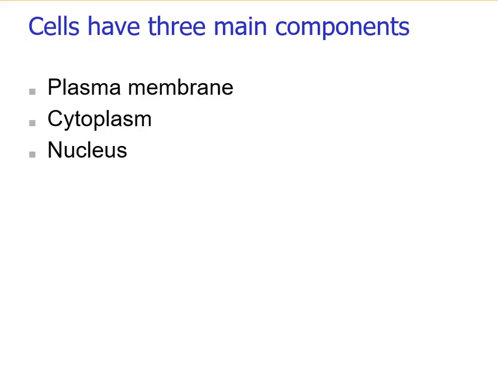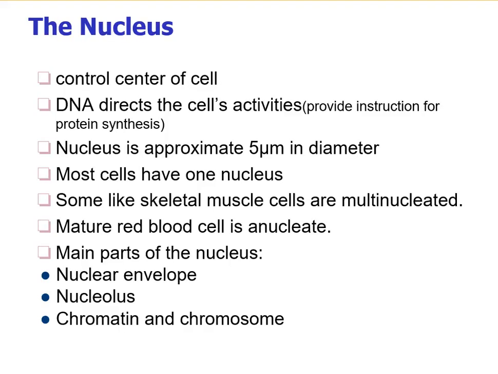In Part 1 and Part 2 of Chapter 2, we studied the plasma membrane and cytoplasm as two main components of the cell, and in this video I'm going to cover the nucleus. The nucleus is the control center of the cell. It's directing all the cell's activity.